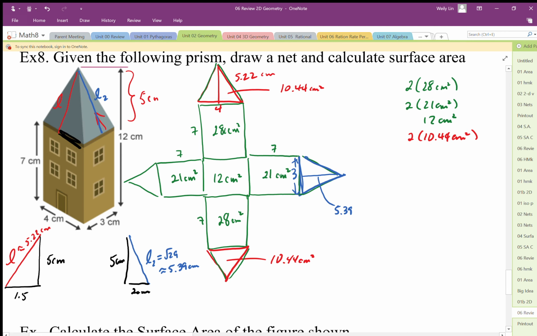So 3 times that, 5.39 times 3 divided by 2, it's going to give me this area is going to be 8.085, so I'm going to round that to 8.09 centimeters squared. And so that's the area of this triangle, so I'm going to have 2 of those.